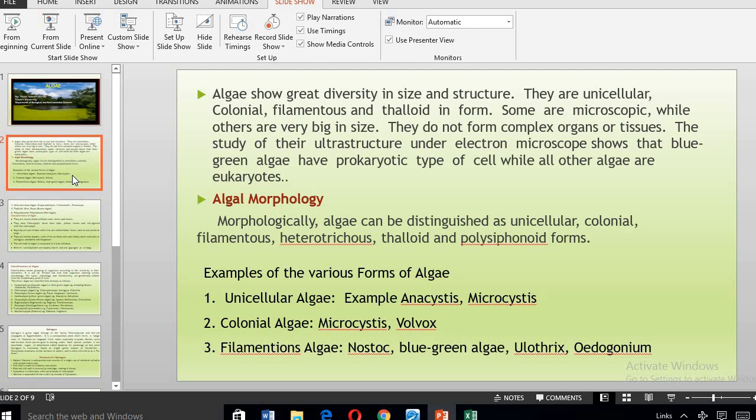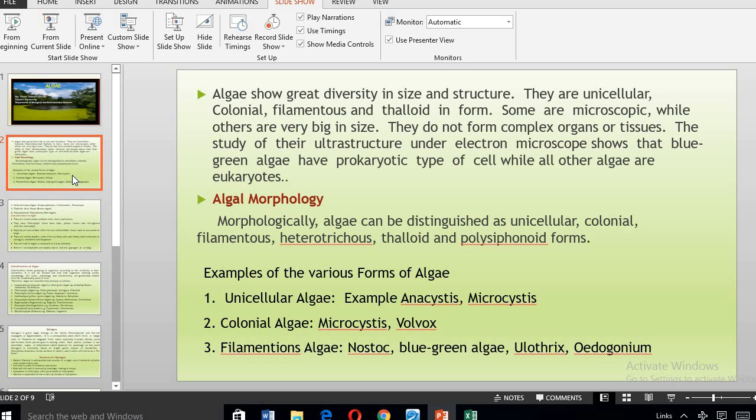Now, when you look at the structure of algae, you'll realize that they do not form any complex organs or tissues. But when you use an electron microscope to study their ultrastructure, then you realize that the blue-green algae are the only ones that are prokaryotic, while all other cells of the groups within algae are eukaryotes or eukaryotic.